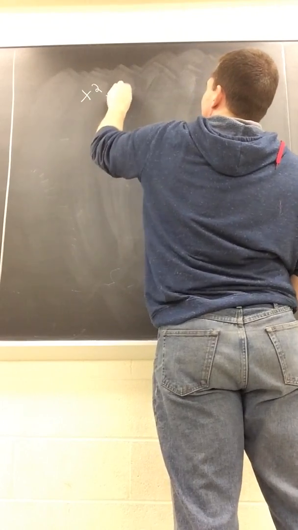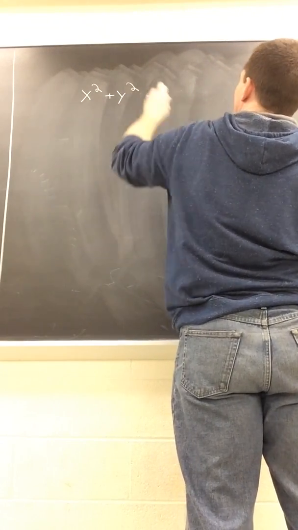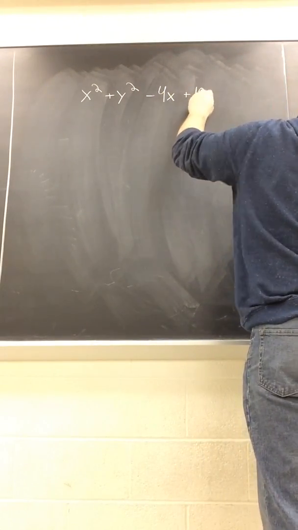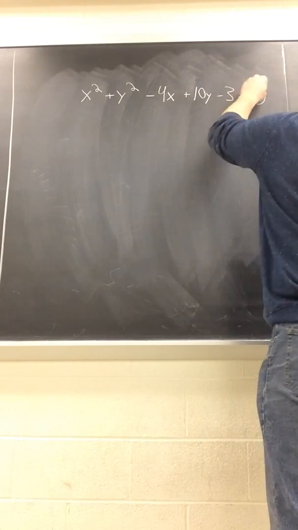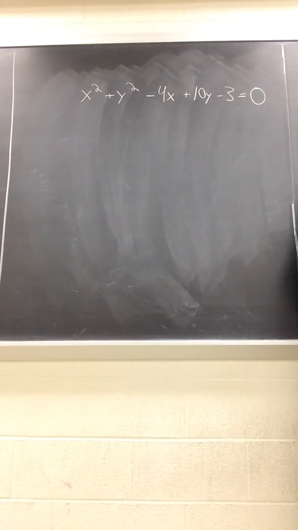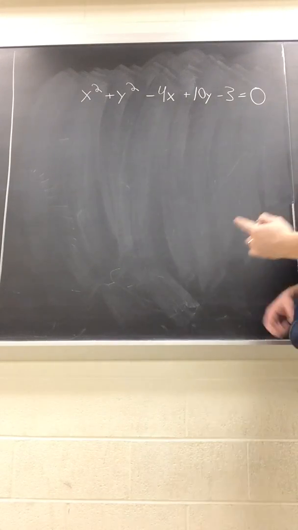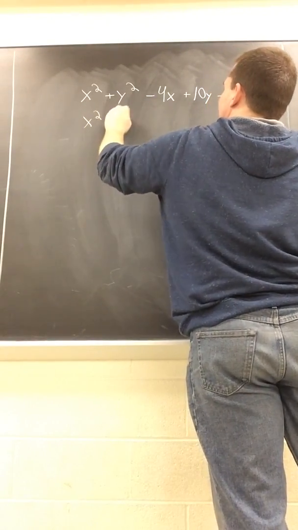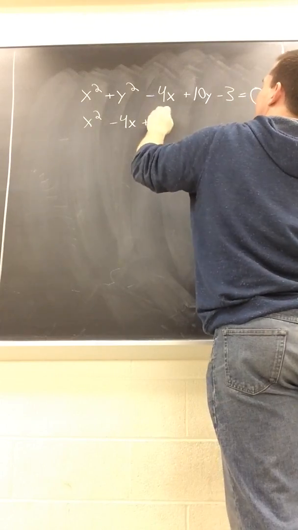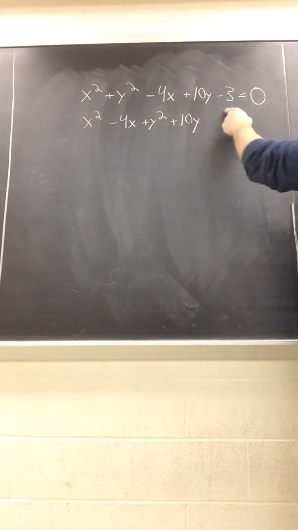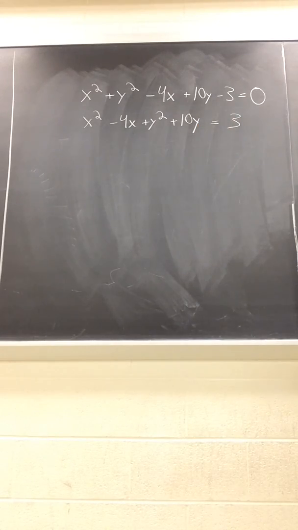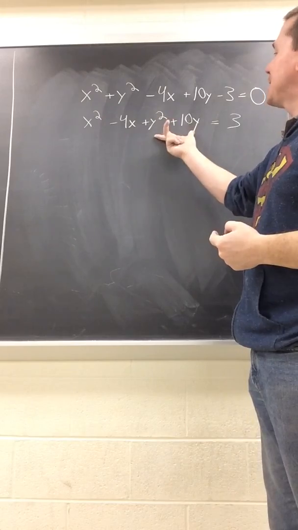x squared plus y squared minus 4x plus 10y minus 3 equals 0. I want to put that in center radius form, so reorganize everything, group the x's and the y's together. So I'm going to have x squared minus 4x plus y squared plus 10y. The constant we send to the other side, so that's equal to 3. Now I have the quadratic and linear terms together for the x's and the y's.